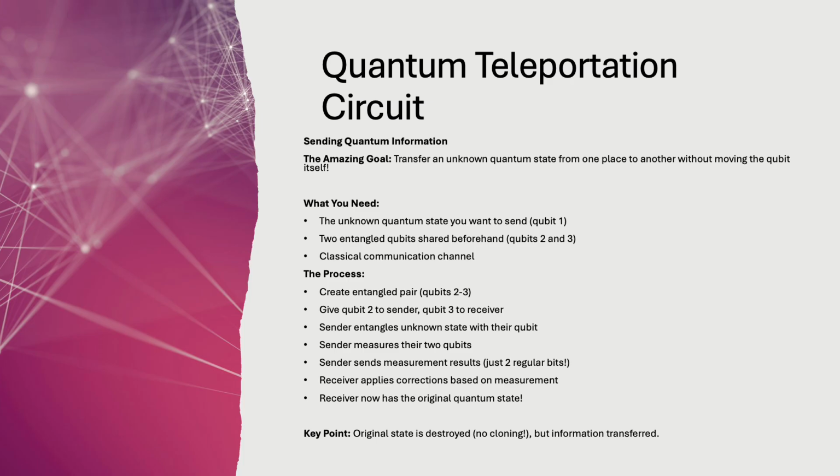Imagine you have an unknown quantum state that you want to send to someone far away. You can't just measure it and tell them the result because measurement destroys the superposition. And quantum mechanics has the no-cloning theorem, which says you can't make a perfect copy of an unknown quantum state. So how do you send it? The answer is quantum teleportation.